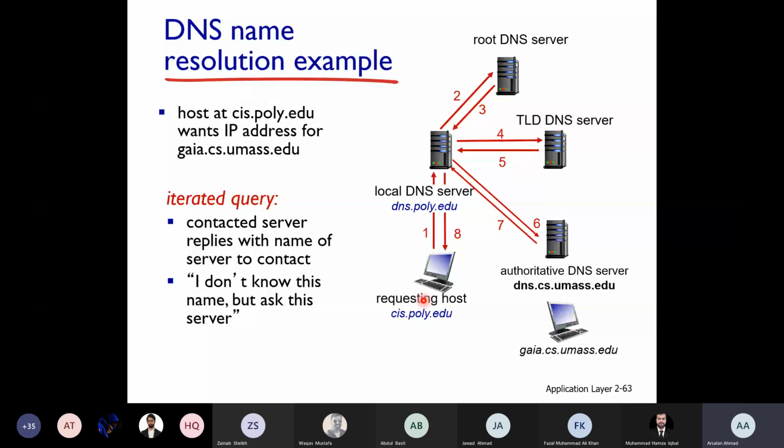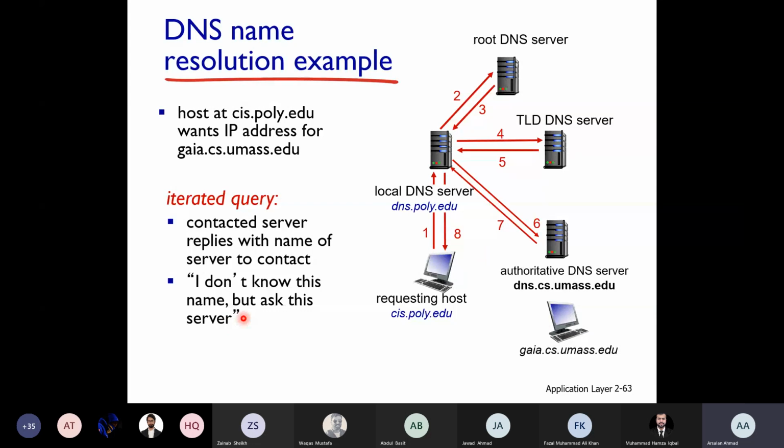Okay, so let me just repeat, the difference between recursive and iterative resolution is that in the recursive resolution, the contacted server will take the burden of resolving the query, while in the iterative resolution, the contacted server will reply with the name of server to contact. Okay, I don't know this name, but ask this server. मुझे नहीं पता, इससे पूछ लो.